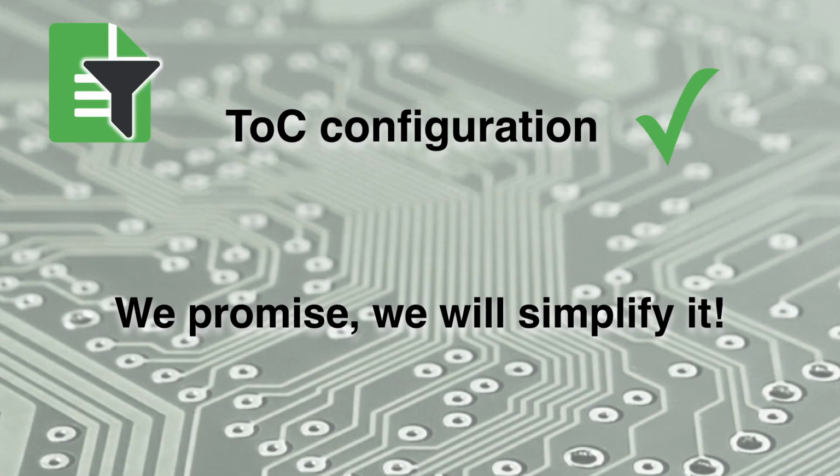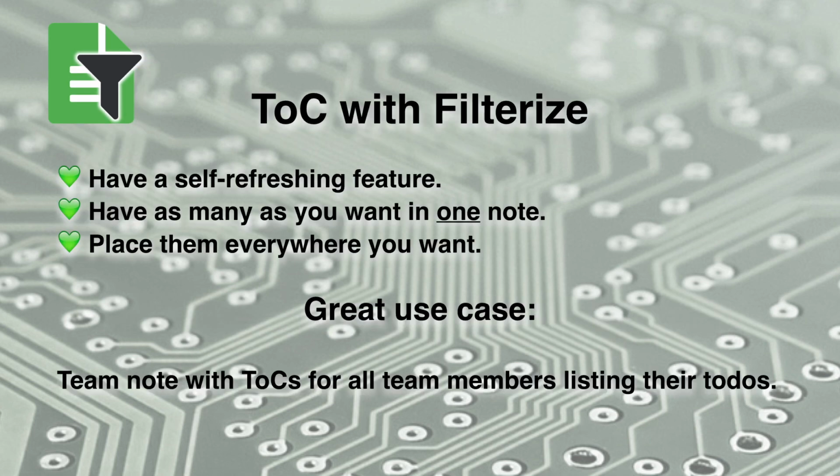Okay, now we are really done. I hope you have a good intuition now how to configure your own TUCs, and we promise again we will simplify it. I know it was a lot for today, so let me summarize the mainly important things for you. With Filterize, you get self-refreshing table of contents in every note you want, as many as you want, and you can place them everywhere inside a note. One of the best use cases: a team to-do overview.